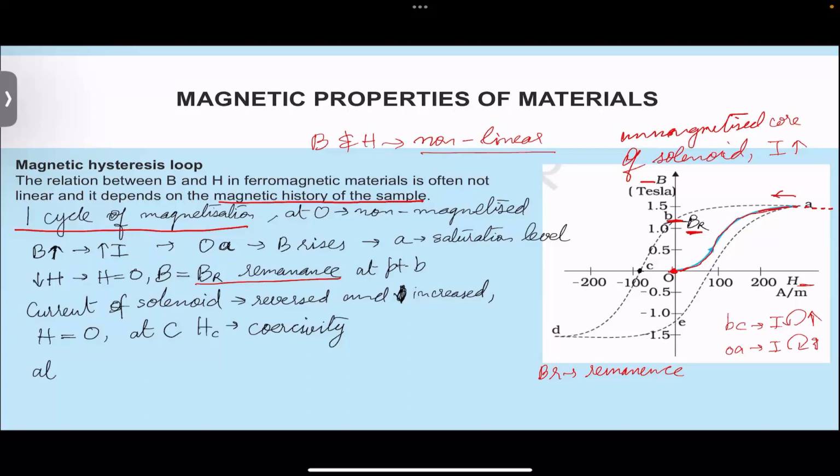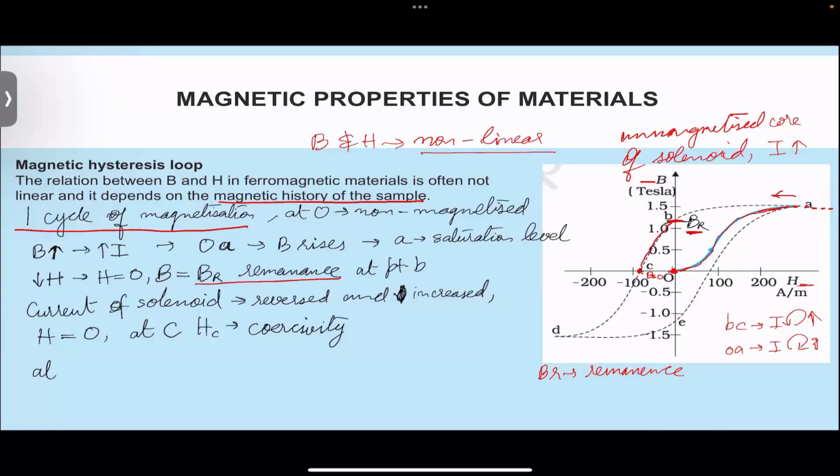Again we will see that some of the domains will start flipping, and the net field inside then becomes zero again over here at C. Your B is equal to 0. This is done until you reach a point where your B becomes 0, which is represented by the curve BC.